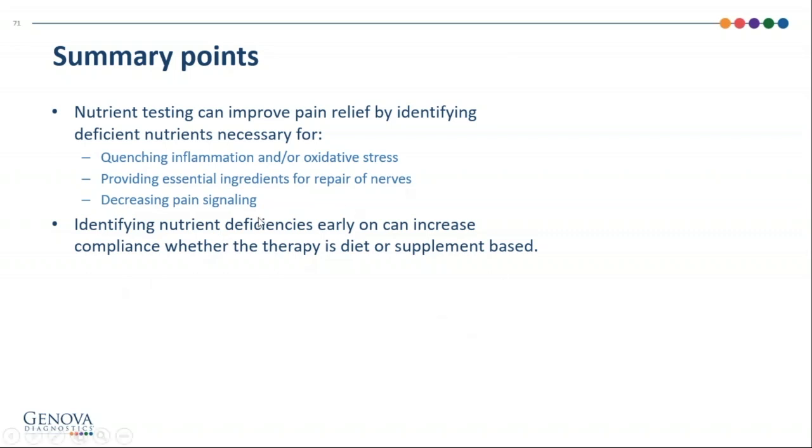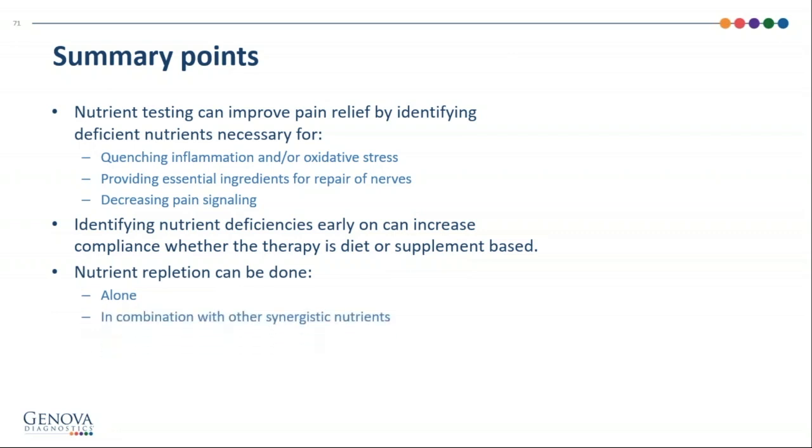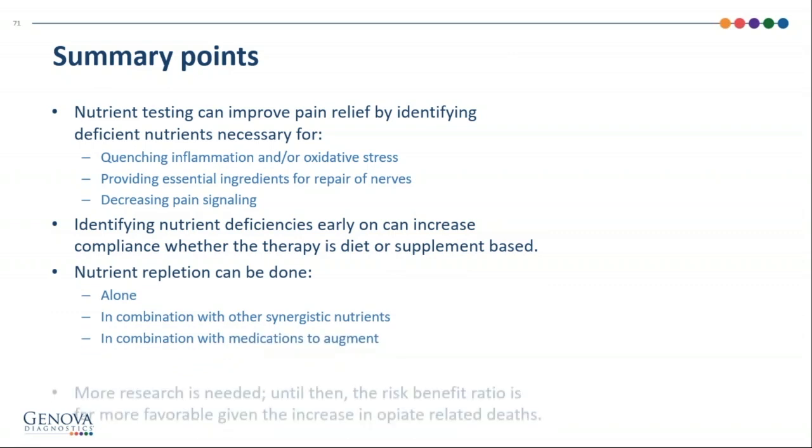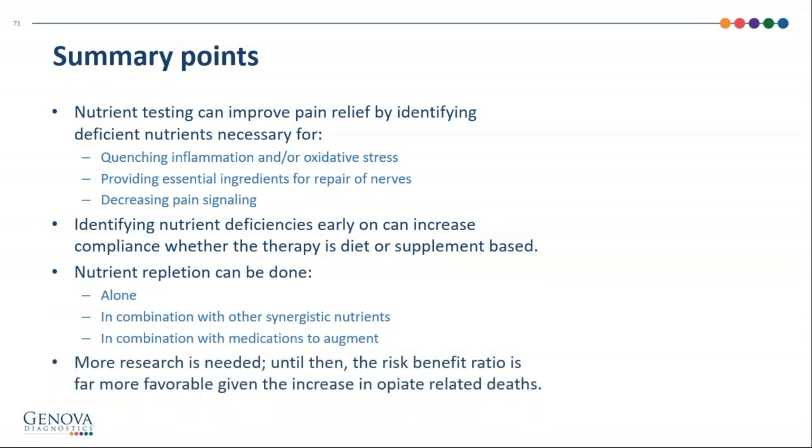And then also the diet doesn't always have to be supplement based. So nutrient repletion can be done alone in the case of a couple of cases where it was just one nutrient that improved, but mostly nutrients work real well in combination with other nutrients or in combination with medications. We do know that more research is needed, and until then, though, we can use nutrients and food as medicine because the risk-benefit ratio is so much more favorable than the use of opiates or the use of NSAIDs.